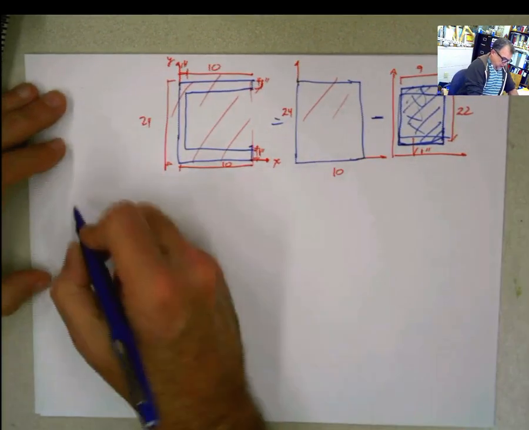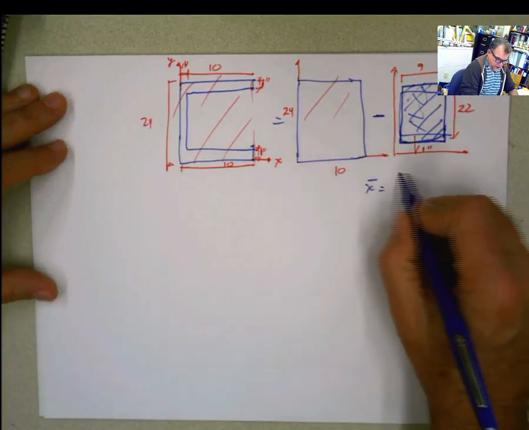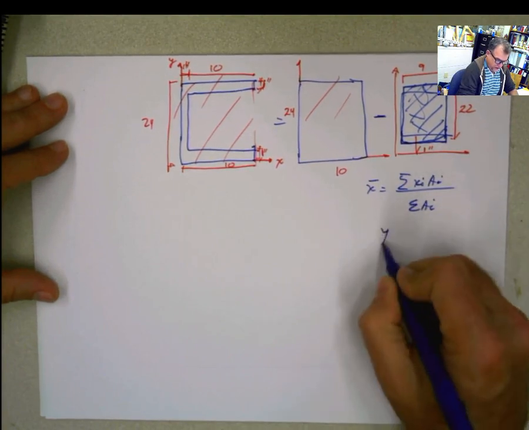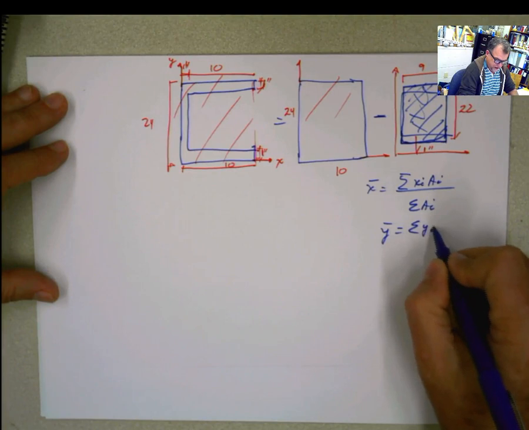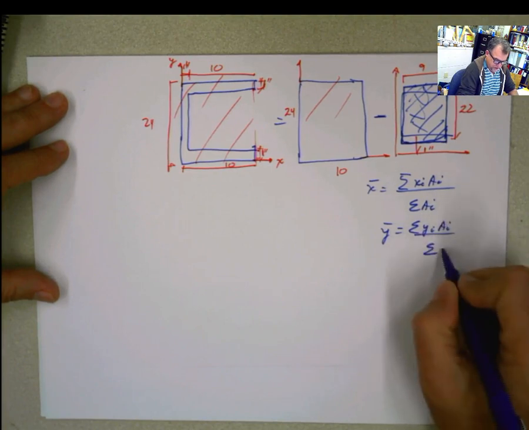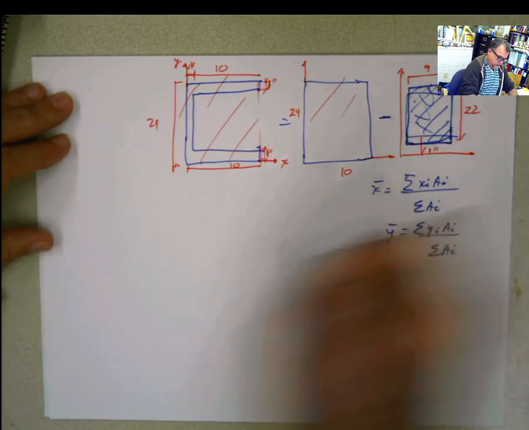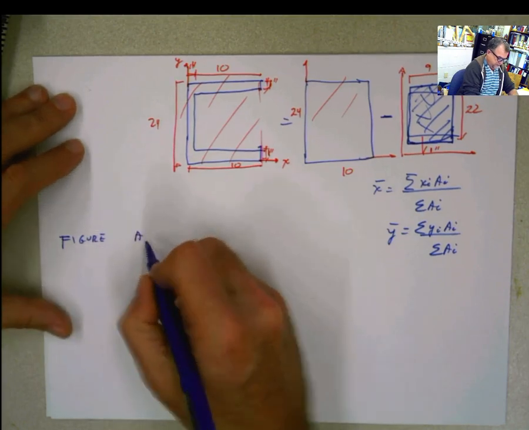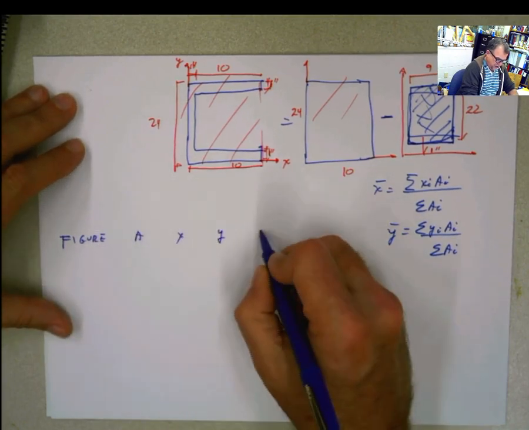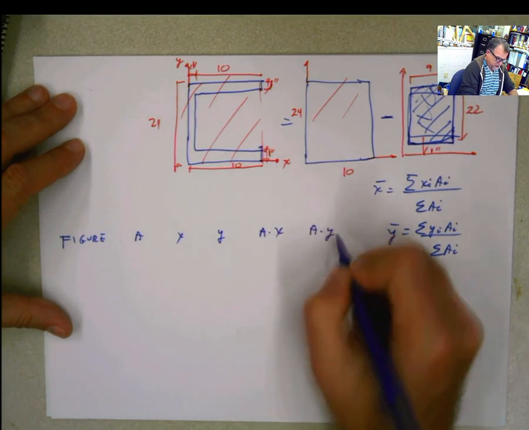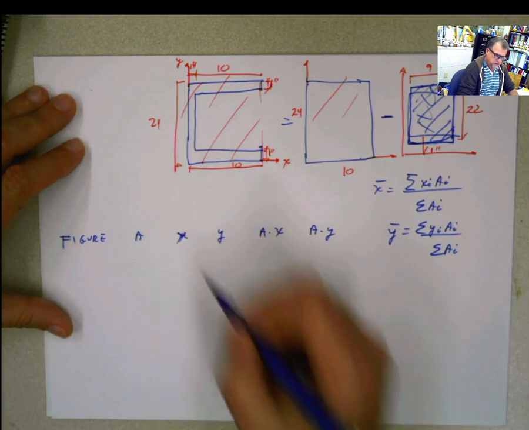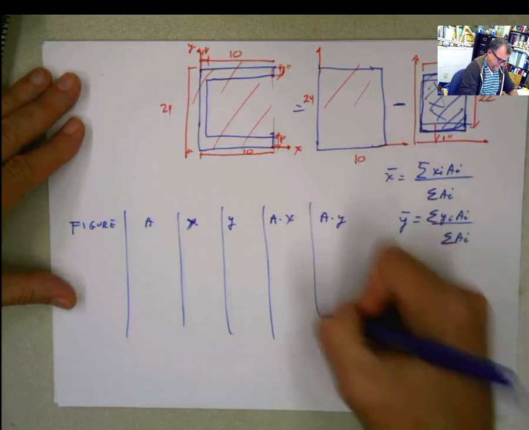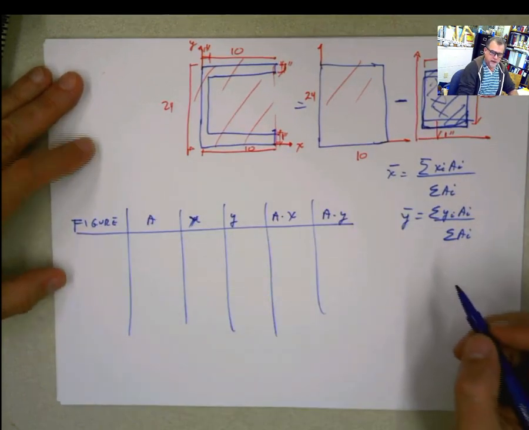I'm gonna still do it with my table. Remember, I always copy the formula because it helps me with the table. x bar is the summation of xi ai divided by the summation of ai, and y bar is the summation of yi ai divided by the summation of ai, or total area. So my table in this case is the same. I'm gonna say figure, area, x, y, a times x, a times y, and you know the dimensions. I already put the dimensions before, and then I'm gonna use this as figure one.